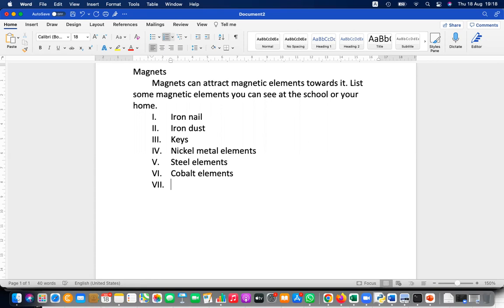Then some other metals are there. What about gold? Will it attract to magnets? Gold, silver, aluminium? Will it attract?